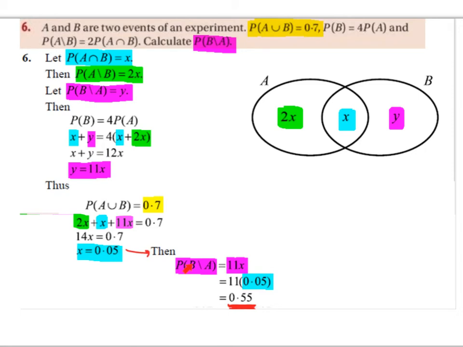So the probability of B less A is 11X. So we got Y to be 11X. And if X is 0.05, then 11 times 0.05 is 0.55. So the probability of B less A is 0.55.